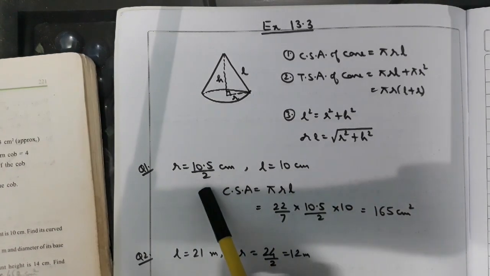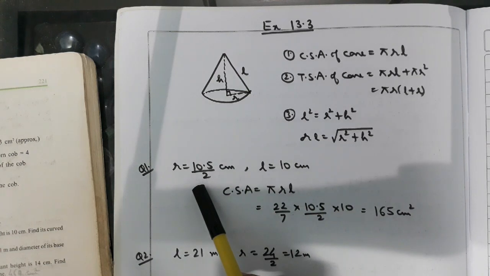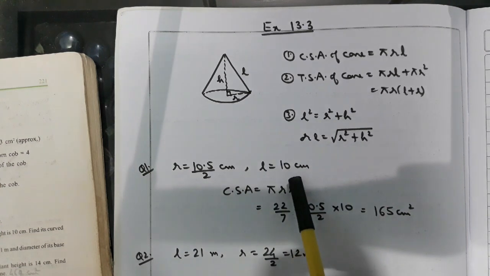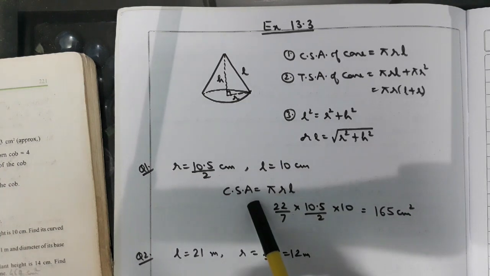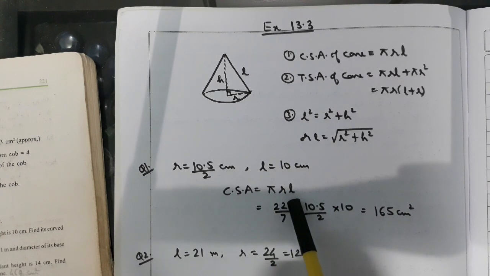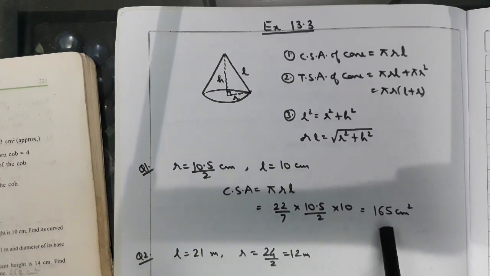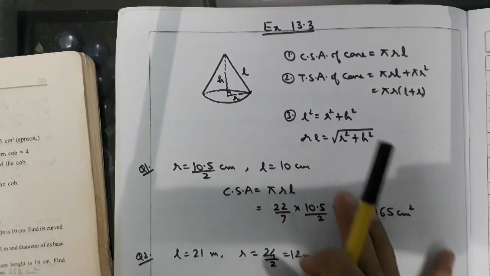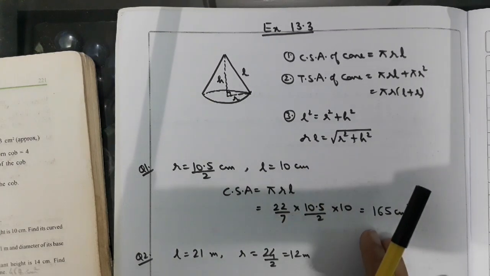In the first question the diameter is given to be 10.5 centimeters, so definitely the radius would be half of it, 10.5 by 2. Slant height is given to be 10 centimeters. We have to find out the curved surface area. So we know that curved surface area is pi rl. We substitute the values and simplify it. So this you will do on your own, since you only have to substitute the values in the formula.